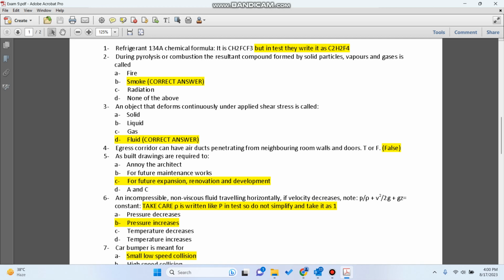Egress corridor can have air ducts penetrating from neighboring room walls and doors. Is it true or false? Definitely it's false. Egress corridor should always be free and it should not have a lot of disturbances or any obstructions. So air ducts penetrating from neighboring rooms, walls and doors is false. Egress corridor should not have these things. Okay, next question.